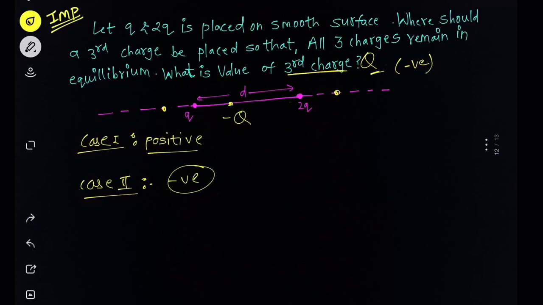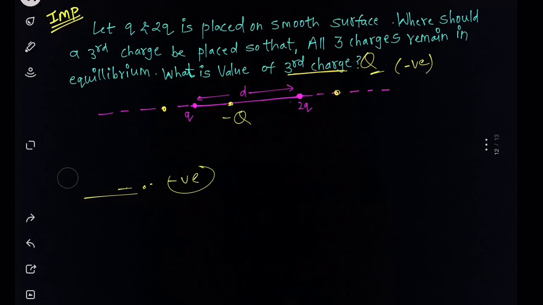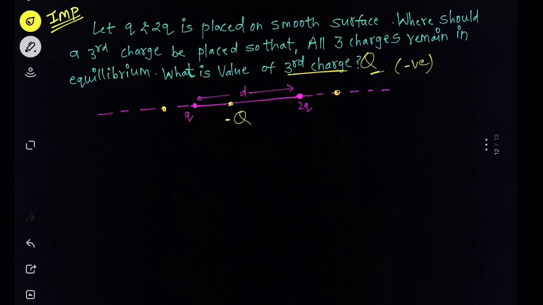Now we have to calculate the value and the distance both. Let us consider the distance between these two is x, so the distance between these two will be d minus x. Now if the system is in equilibrium, we can consider any of the charges. So let's consider the force on capital minus Q, which is 0 because it is in equilibrium. So the net force on capital minus Q is 0.